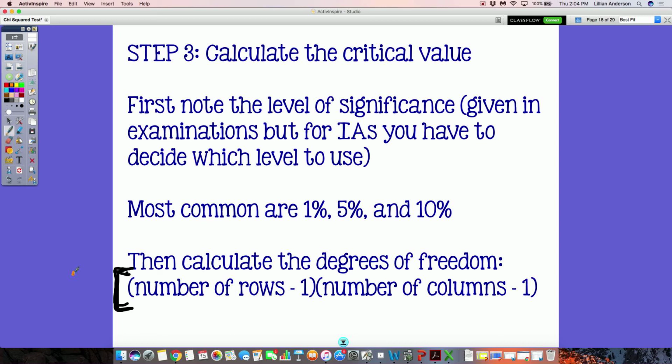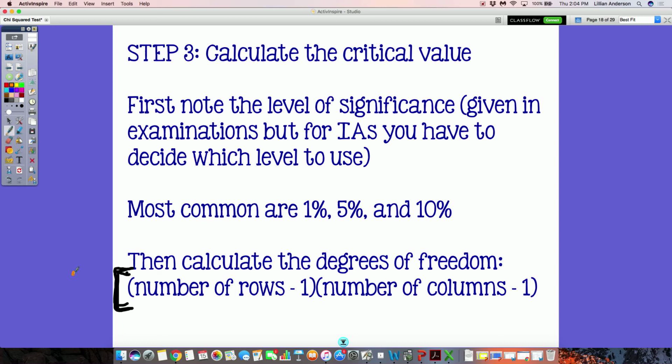The most common ones are 1%, 5%, or 10%. Each one is associated with a different critical value. And that critical value is going to determine whether or not you accept or reject the null hypothesis.